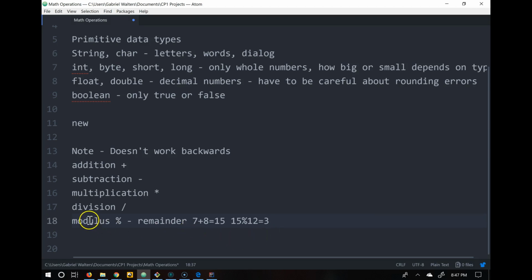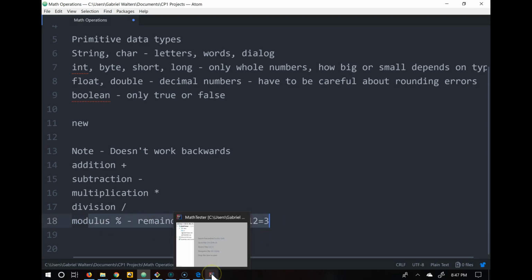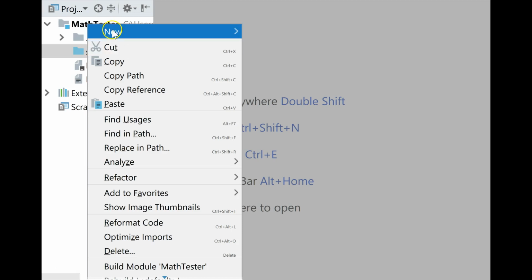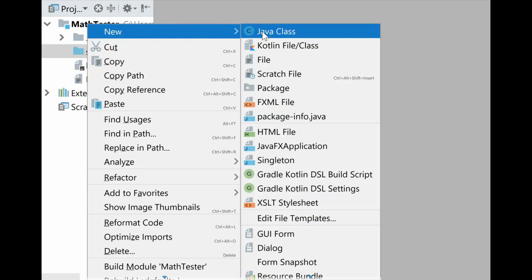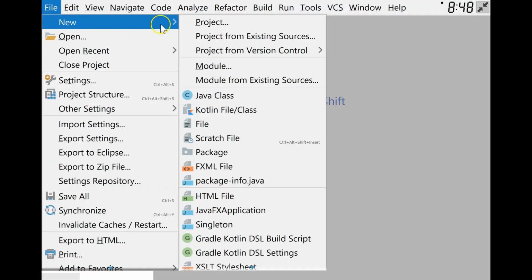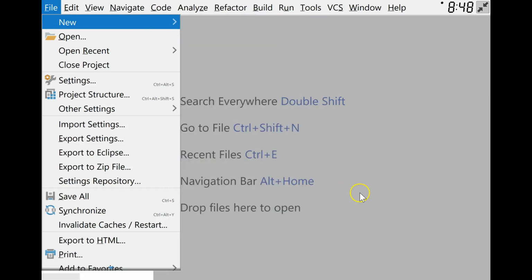Okay, so let's see what that looks like when we start playing around with it. So let's go to our math tester, and this is going to be kind of like your playground for testing out a number of math ideas. So we need to create a class in here to be able to start working. The source folder is where our classes are going to go. So I'm going to right click on source, and I'm going to go to New Java Class. Okay. I could also have it highlighted and go to File, New Java Class. There's a number of ways that I can do it.